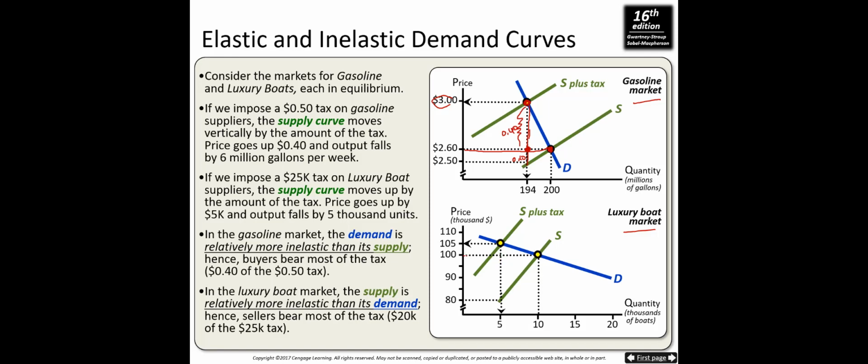Again, we find the equilibrium price without tax. It's here. And anything above here to the demand curve is paid by buyers, which is 5K. And anything below here down is paid by sellers, which is 20K. As you see, the elastic side pays more of the total tax.